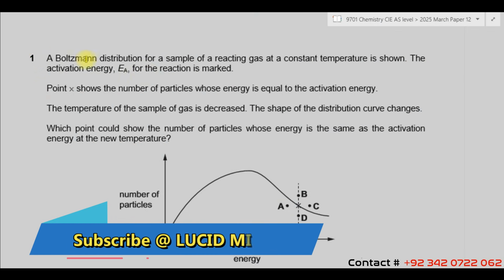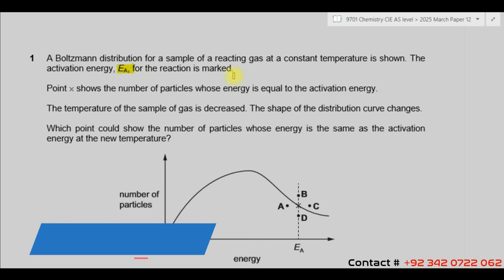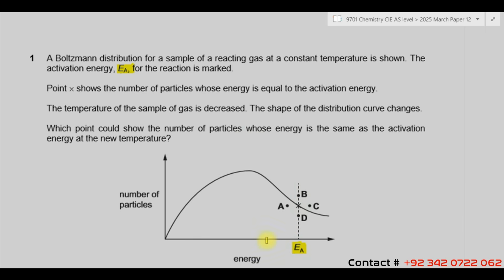Question 1. A Boltzmann distribution for a sample of reacting gas at constant temperature is shown. The activation energy for the reaction is marked. We can see this is activation energy on the x-axis. Point X shows the number of particles whose energy is equal to the activation energy. Here we can see that this is equal.